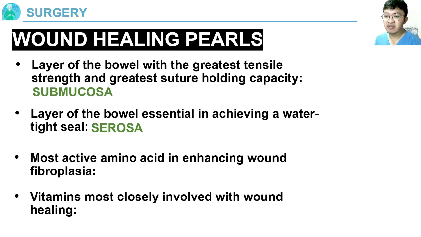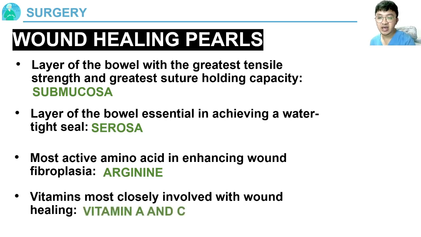Next, what is the most active amino acid in enhancing wound fibroplasia? This is your arginine. Again, arginine is most active in enhancing wound fibroplasia. For the vitamins most closely involved in wound healing, you have your vitamin A and vitamin C.